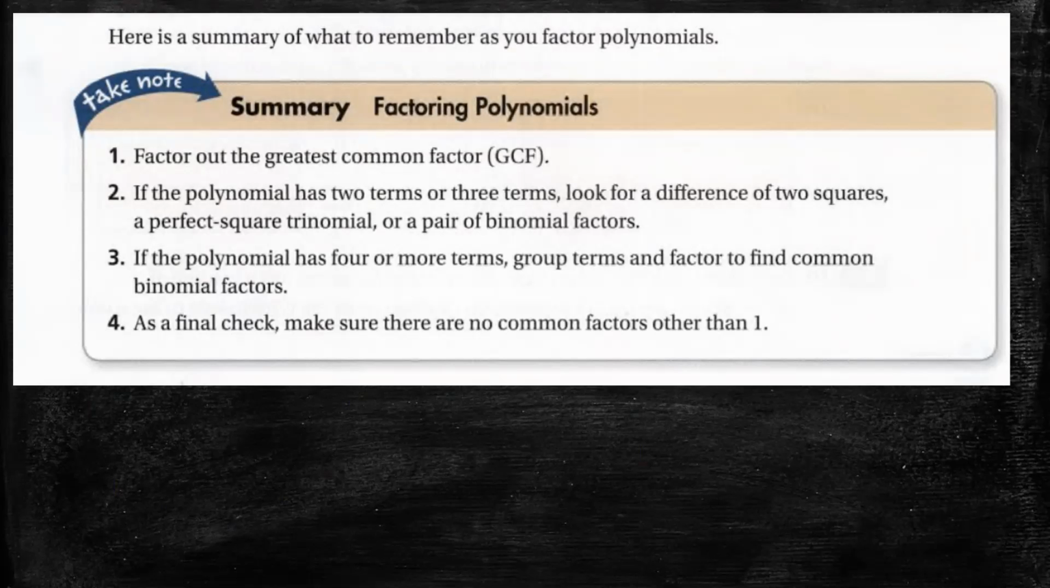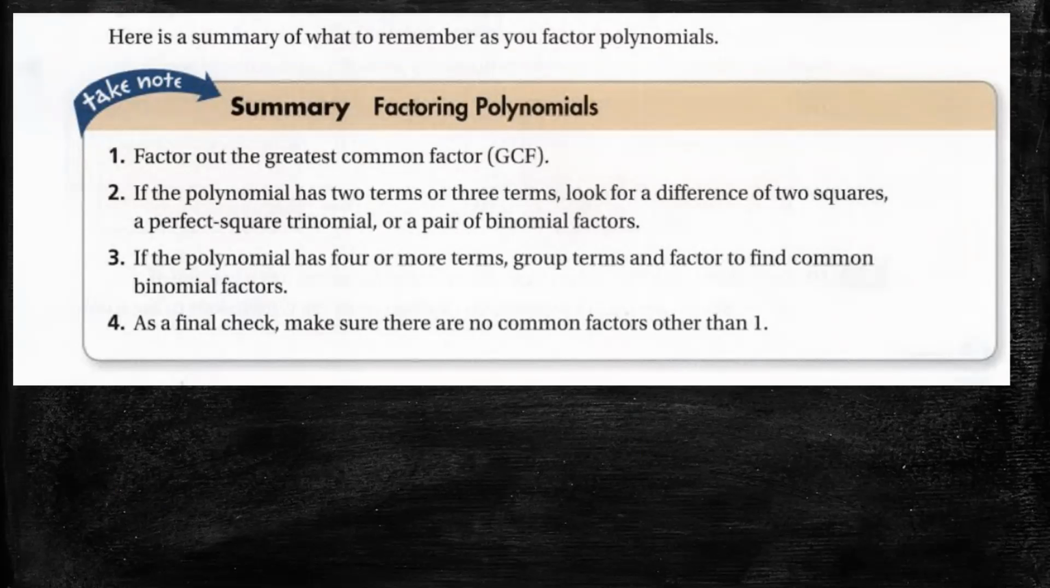To factor a polynomial, you can factor out the greatest common factor. This is one of them. Or if the polynomial has two terms or three terms, look for the difference of two squares, a perfect square trinomial, or a pair of binomial factors.